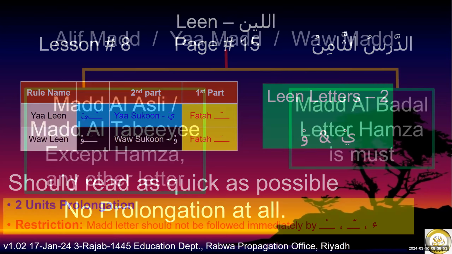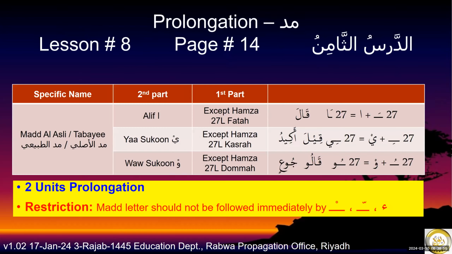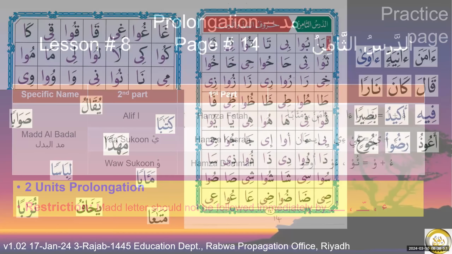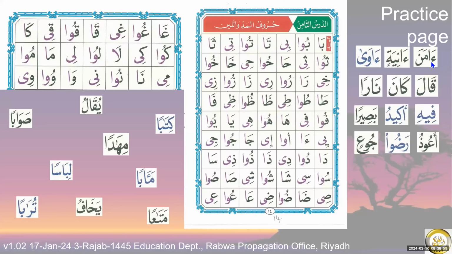Now we can see the examples on this page. Amana: here the letter is Hamza, that's why it is a Madal Badal. Aniyatin: also here the letter is Hamza, that's why it is a Madal Badal. You can say Alif Mad or Madal Badal. Awa has two mads: A, wa. The first one is a Madal Badal, the second one is an Alif Sageerah.